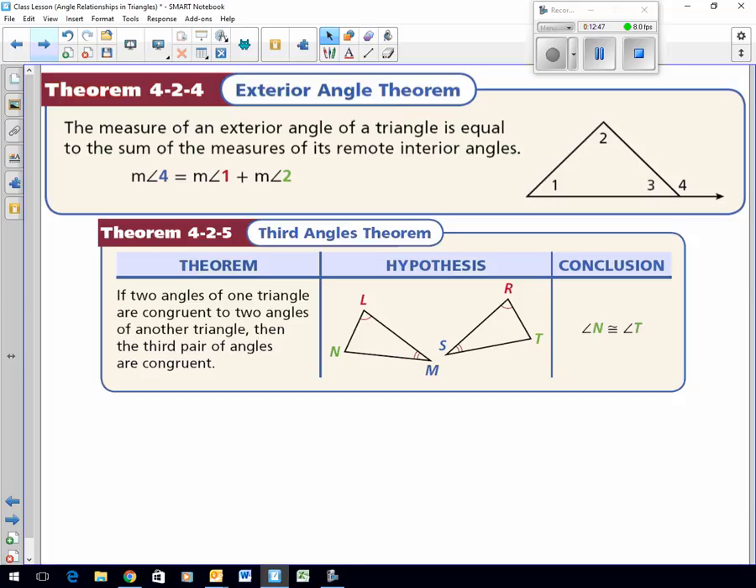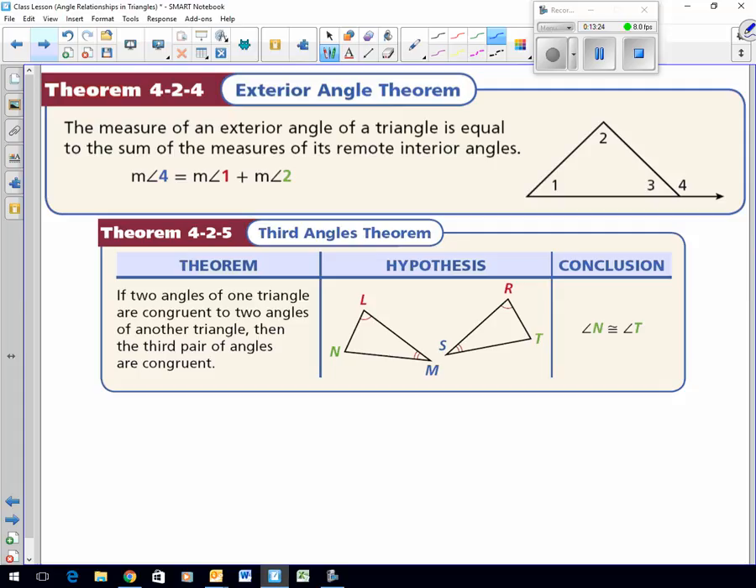Alright, here we go. The measure of an exterior angle of a triangle is equal to the sum of the measures of its remote interior angles. Okay? You probably should write down the exterior angle theorem. The measure of an exterior angle of a triangle is equal to the sum of the measures of its remote interior angles. It looks like you're setting it up like solid bricks. You are. You will be.